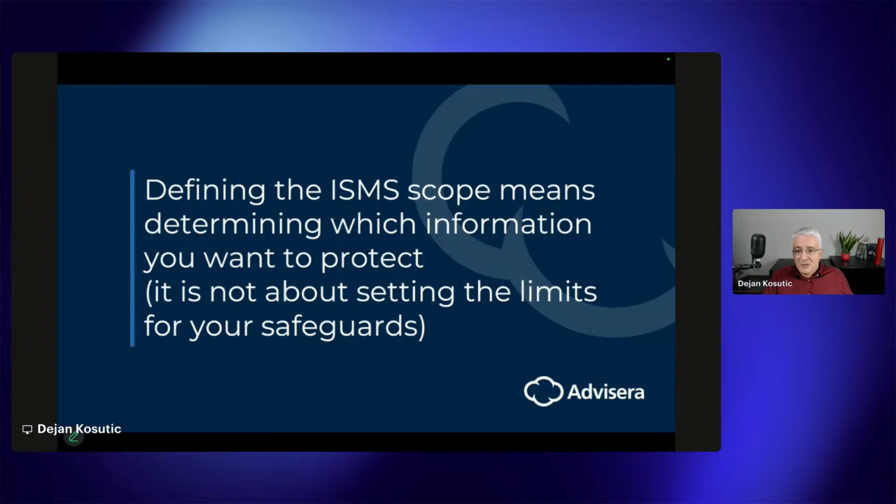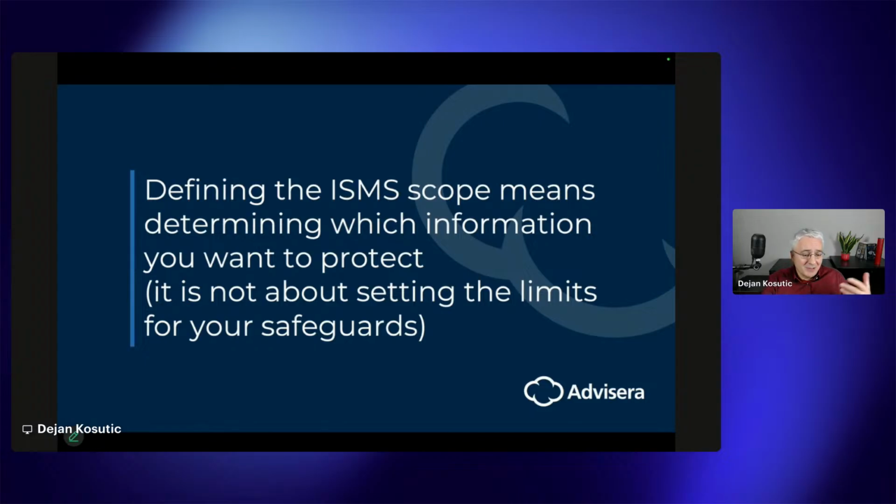All right, so my main point today is that when thinking about the ISMS scope, the purpose of the ISMS scope is that you have to define what data, what information in your company you want to focus on protecting. So basically, what is the most important, the most sensitive data that you have in your company and that you want to focus on. This is what it means to set the ISMS scope.